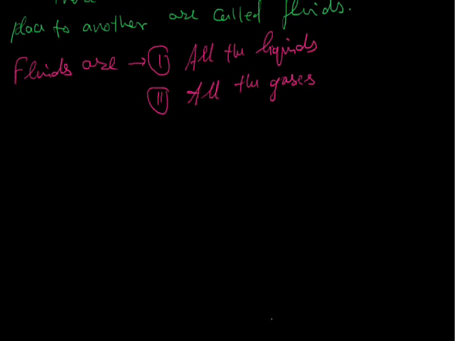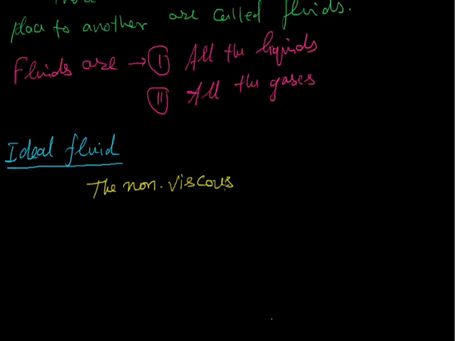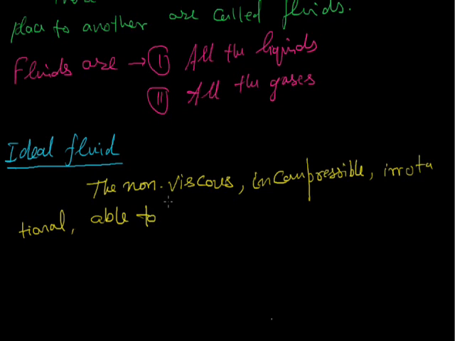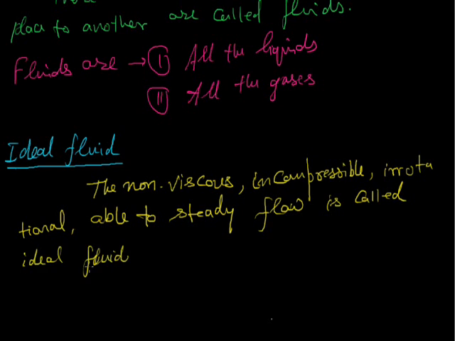What is an ideal fluid? An ideal fluid is non-viscous, incompressible, irrotational, and able to have steady flow. Non-viscous means viscosity is zero. It means the friction between the layers of the liquid is zero.